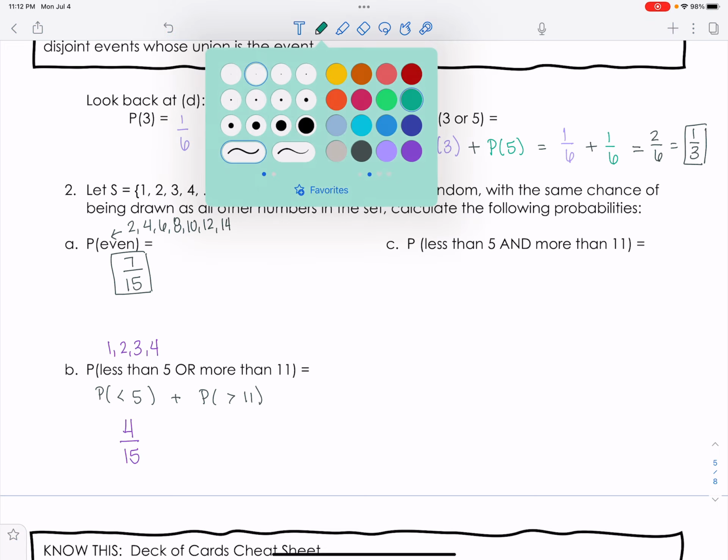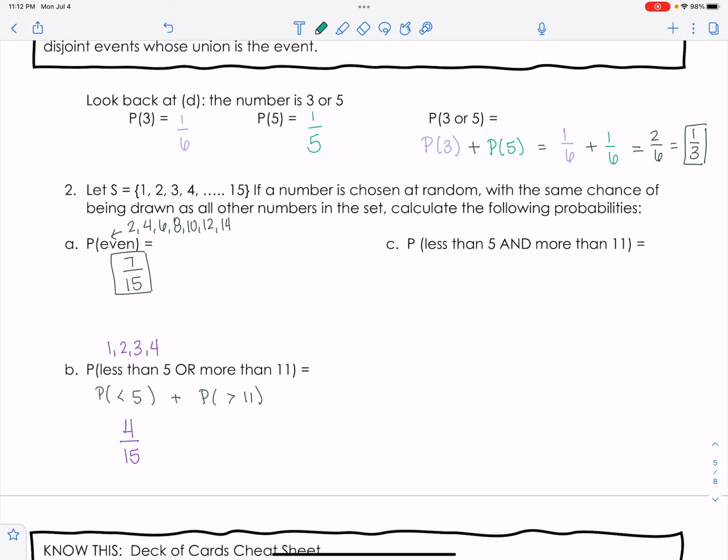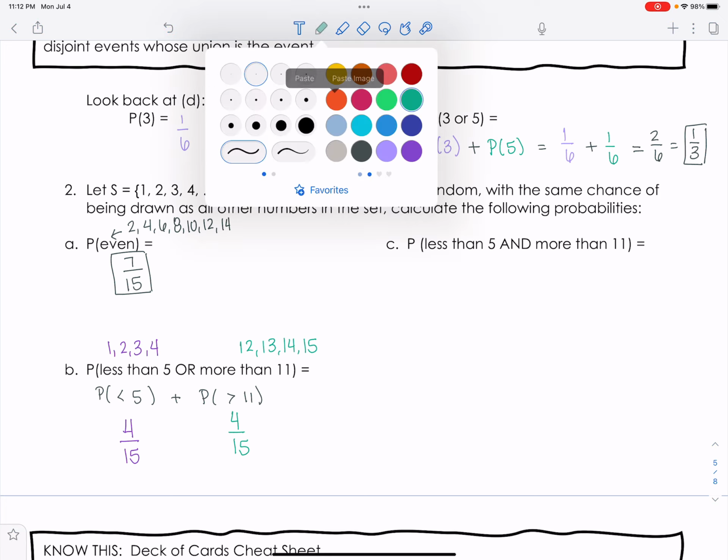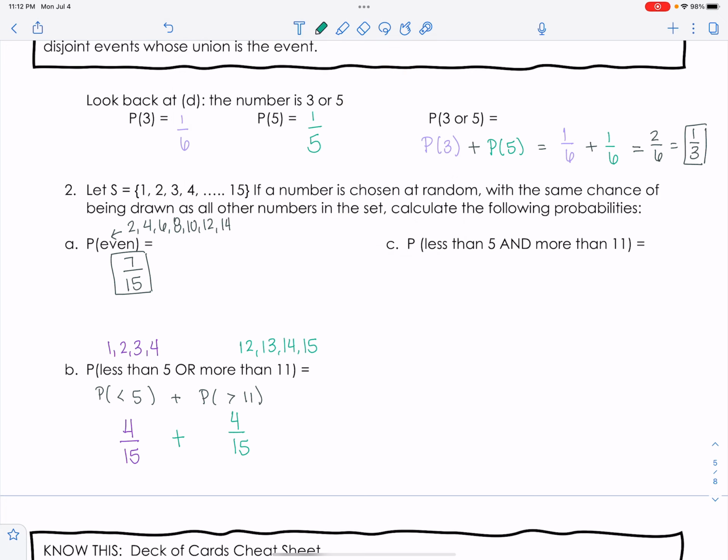And then the probability of being more than 11 is going to be 12, 13, 14, and 15, so also 4 out of 15. And then I can add those together. Because they already have a common denominator, I'm going to add the numerators and get 8 out of 15 as my probability.